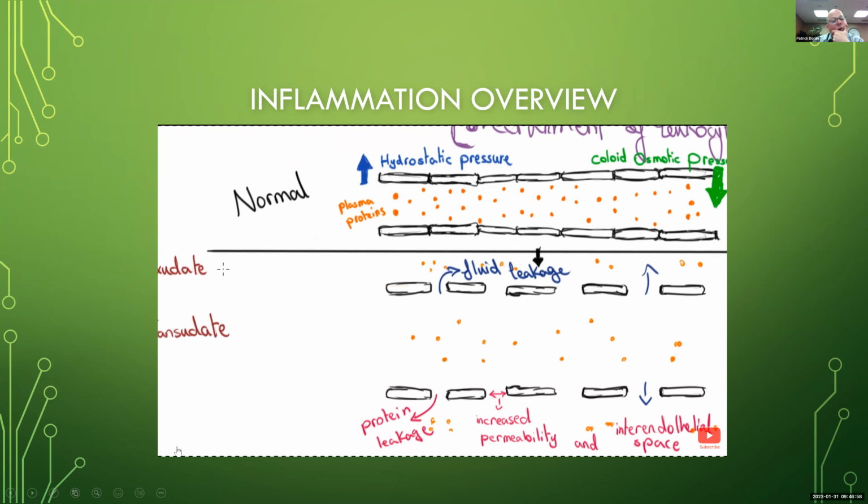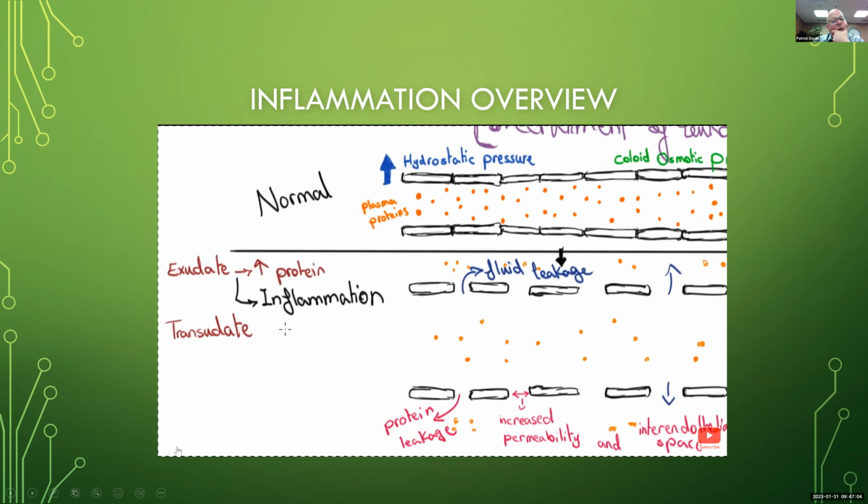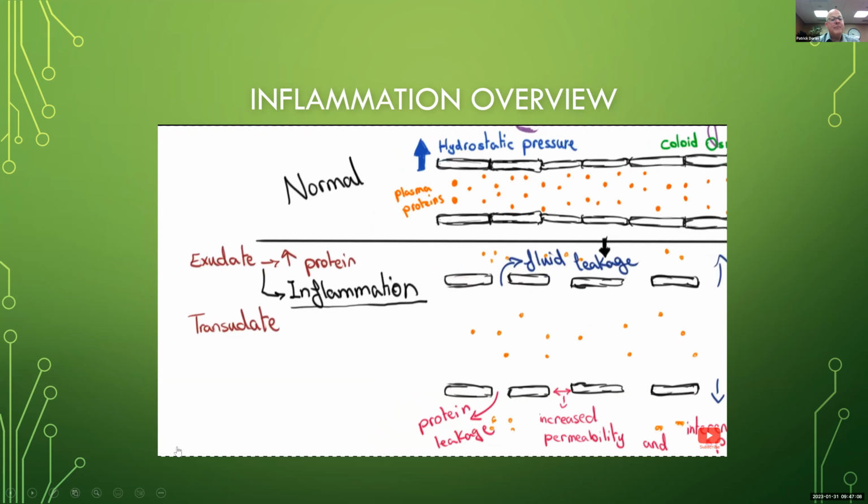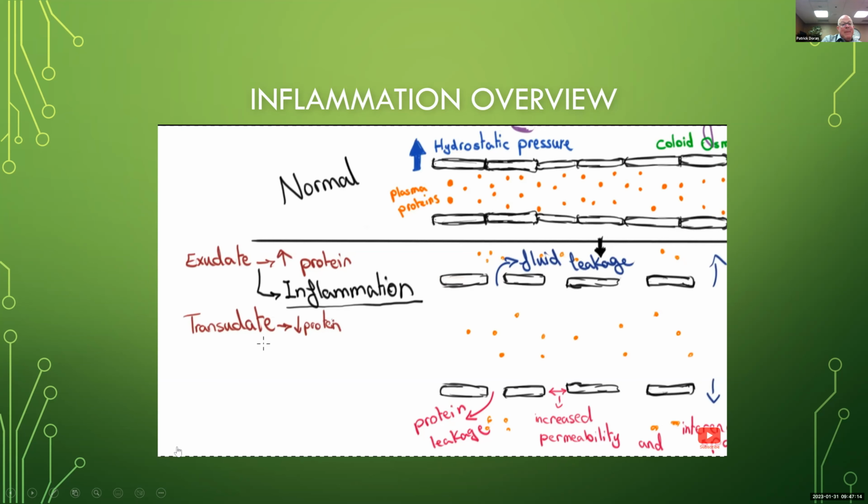So exudate is high in protein content and exits the vessels in case of inflammation. Transudate, on the other hand, is a fluid with low protein content and little or no cellular debris at all. It exits the vessel as a result of an imbalance of hydrostatic or osmotic pressure.